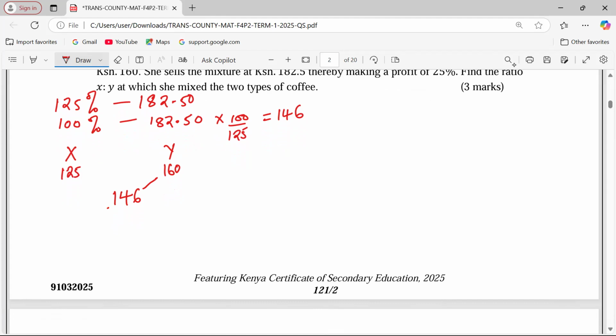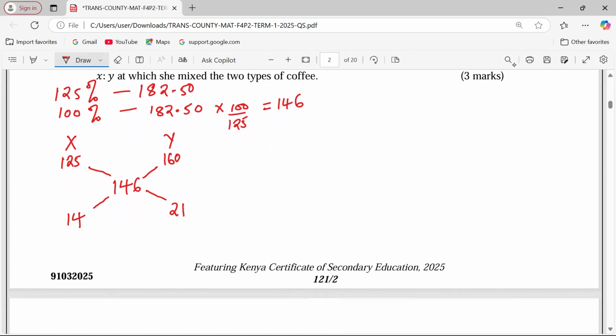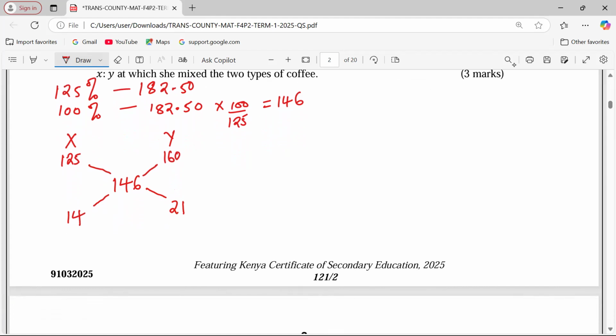minus 146, we get 14. Then we also get 125 and 146 subtracted, we get 21. So the ratio into which X and Y have been mixed is 14:21, which can be simplified by 7 to 2:3.